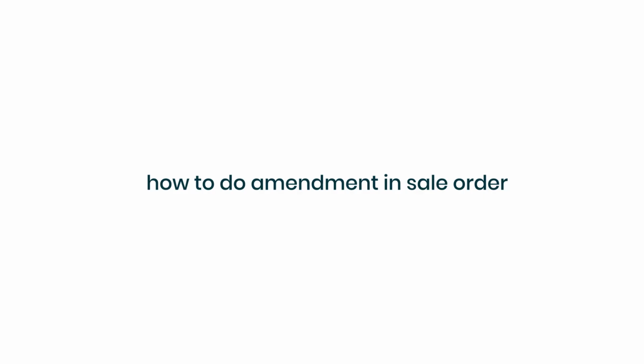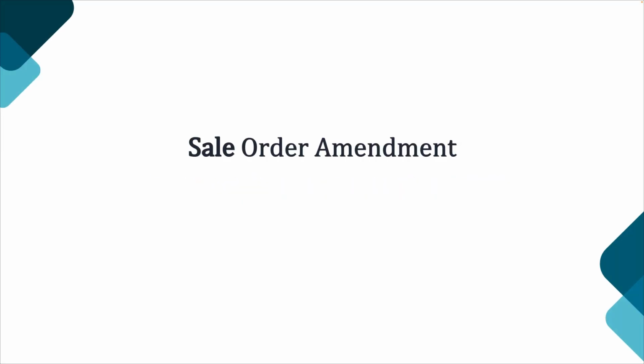In this video, we will be learning about how to do amendment in sale order. So before getting into the procedure, let me explain the concept in detail. So what is a sale order amendment? Which means changing or updating an already created sale order. For example, changing the quantity or rate or delivery date. So this is known as your sale order amendment.